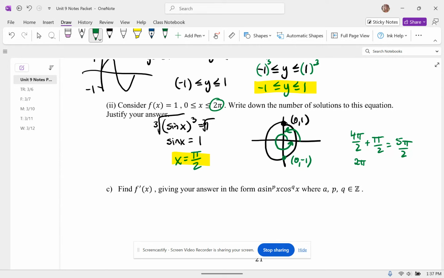Isn't the answer supposed to be one solution? I was going to go on to that. One solution.